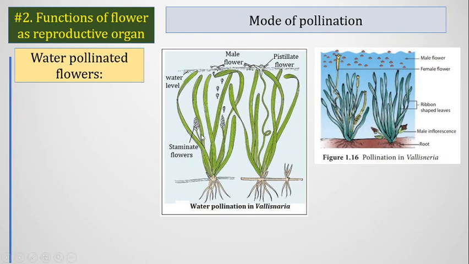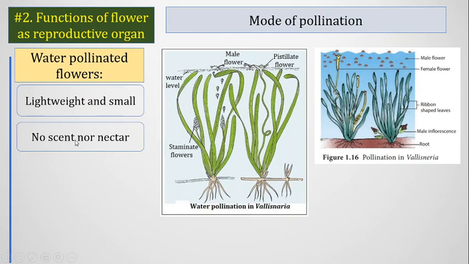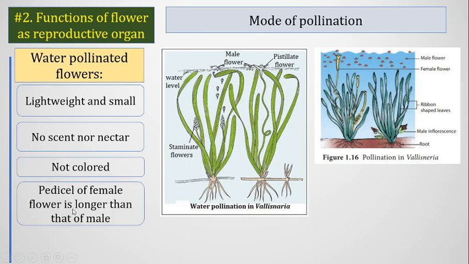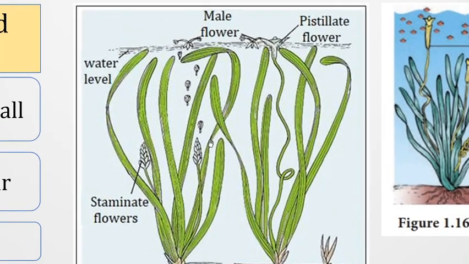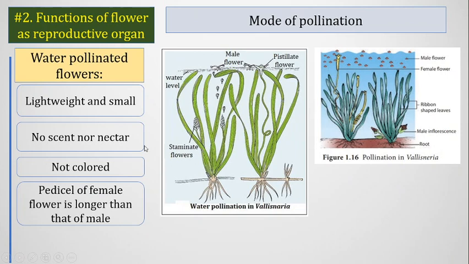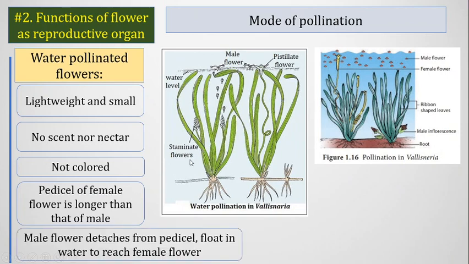So these flowers are lightweight and small, and they don't contain any scent or nectar, and they are not colored, and the pedicel of female flowers is longer than that of male. And we see that the left one is the male Vallisneria flower, and the male flower has a small pedicel, while the female flower has a long pedicel. And the male flower detaches from the pedicel when it matures and floats on water to reach the female flower.